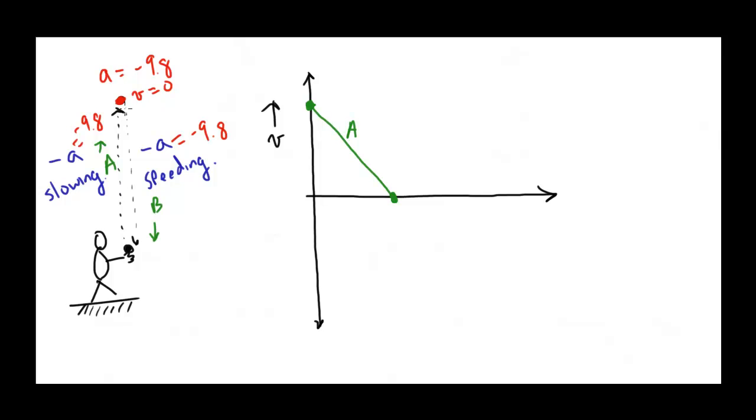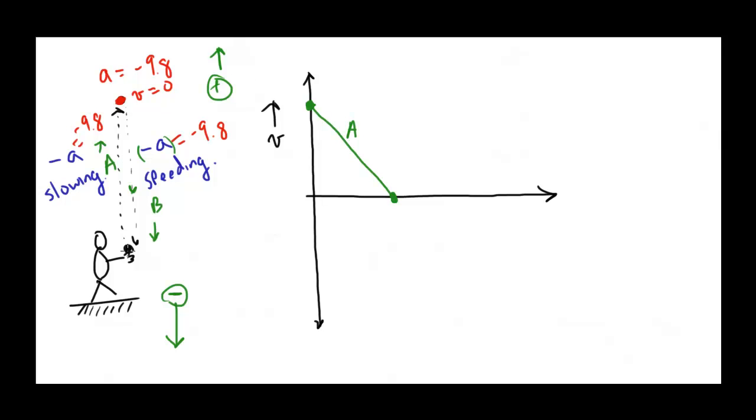How about the part where it comes back down? You might be tempted to say, oh, well, it's speeding up, so I'm going to make my line go up. That would be wrong. Think about it. The acceleration is still negative, so the slope of my line needs to be negative. Why does that make sense? Because these velocities are negative velocities. The object is going downward, meaning the velocity must be negative. Down is the negative direction, up is the positive direction.